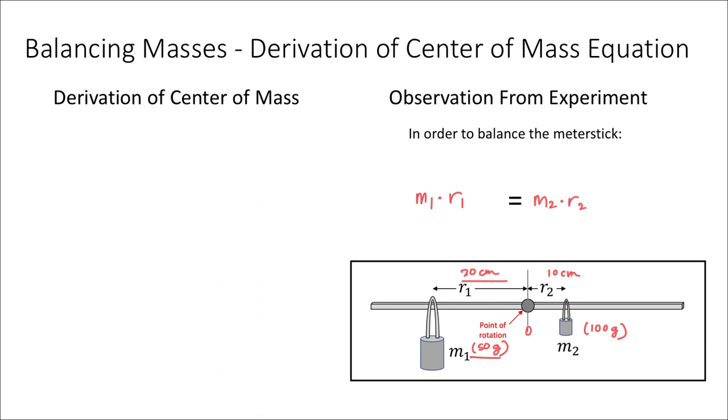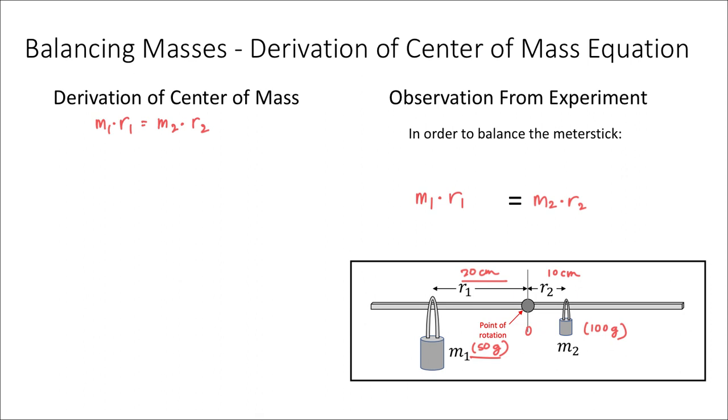What if, for example, this system were not balanced? Where would that balancing point need to be? Let's see if we can derive an equation for that. And so I'll begin with the equation that we observed in class, that mass 1 multiplied by its distance from the center will be equal to the second mass and its distance from the center.